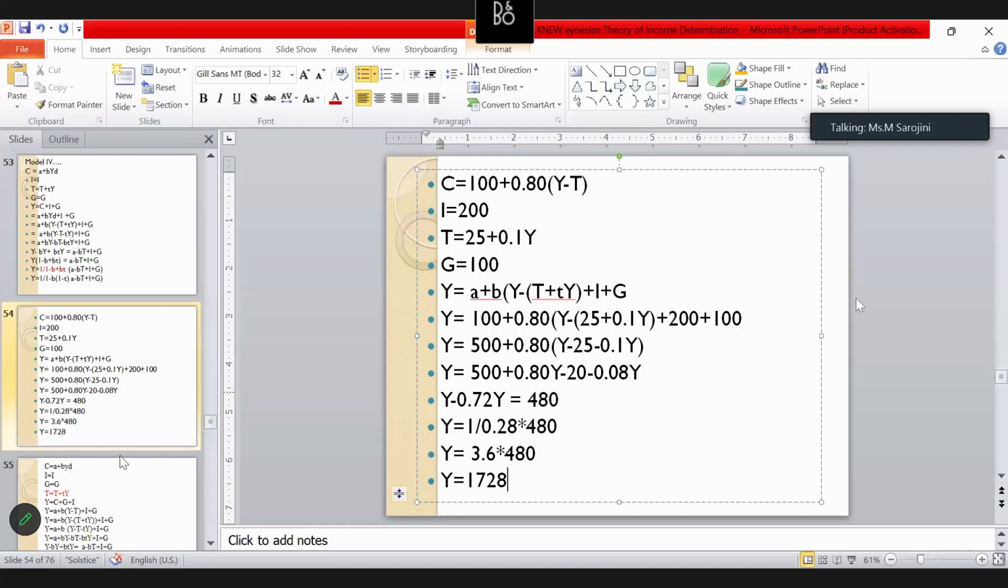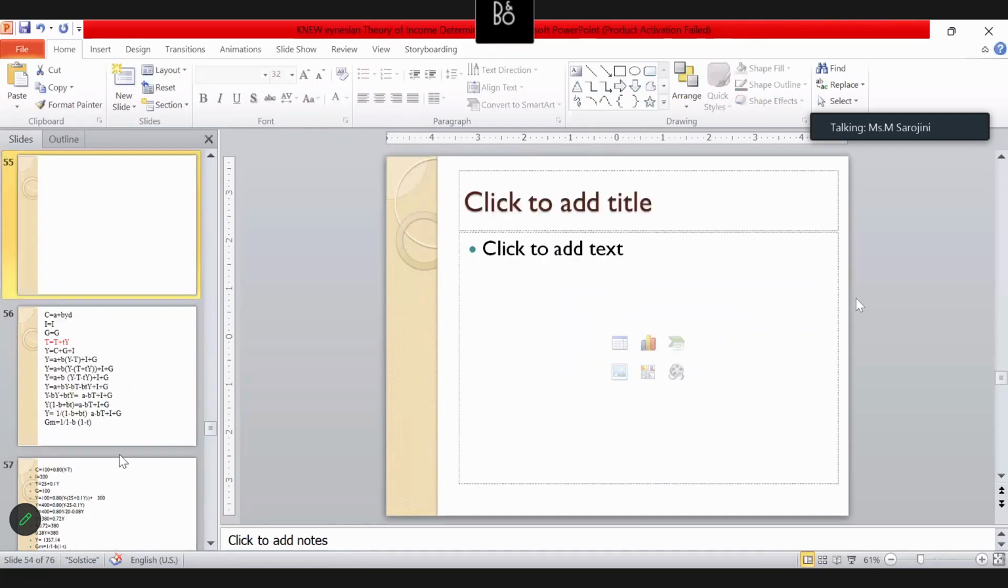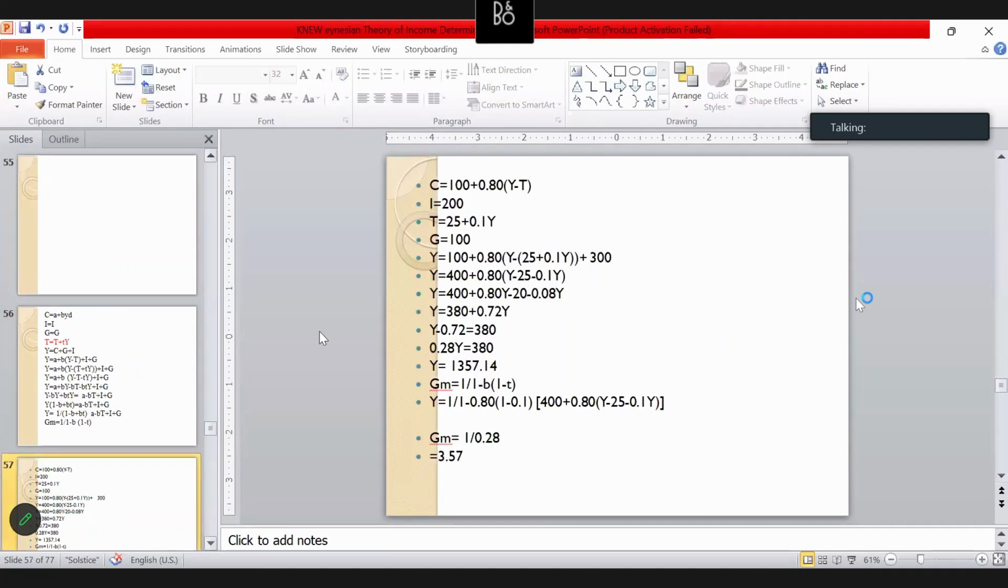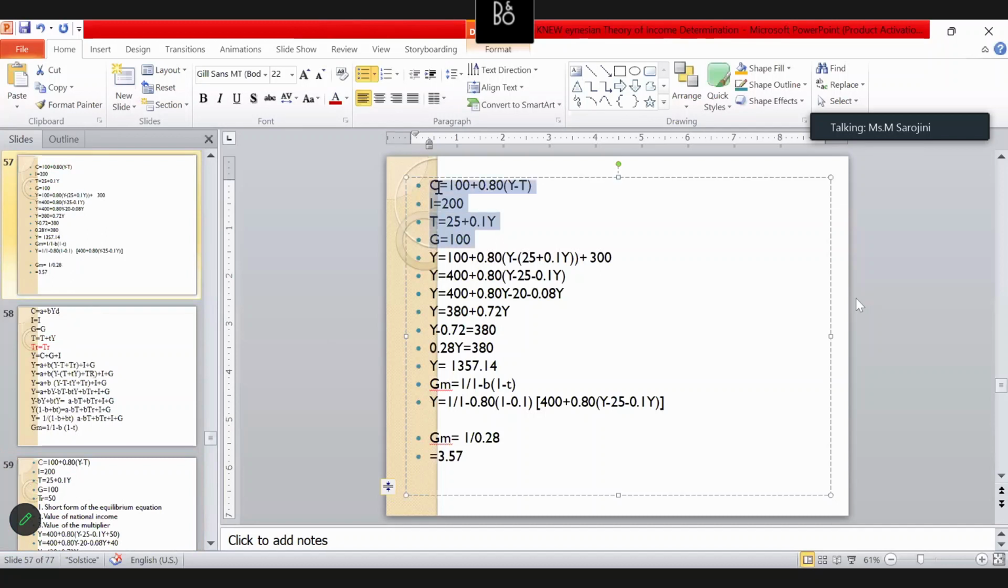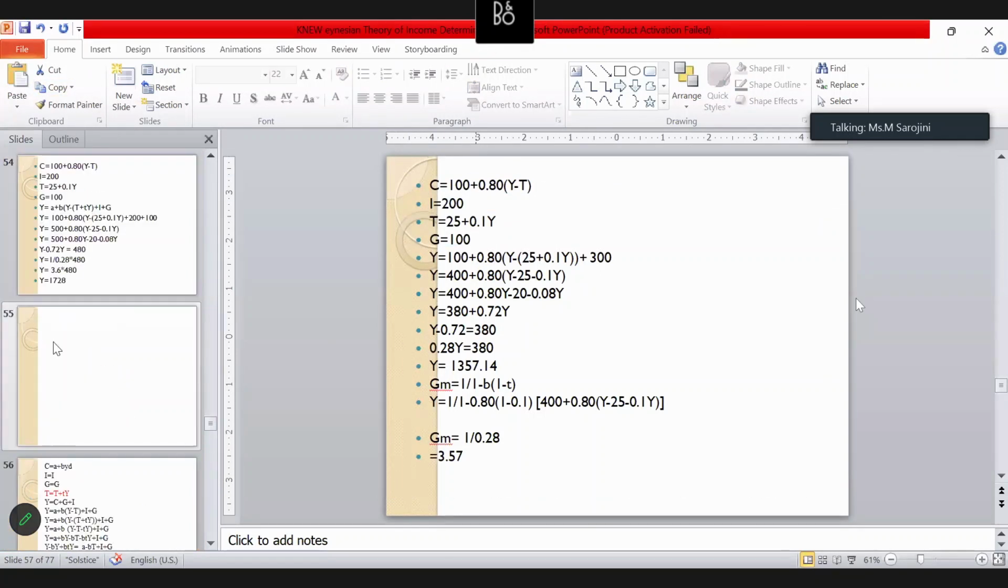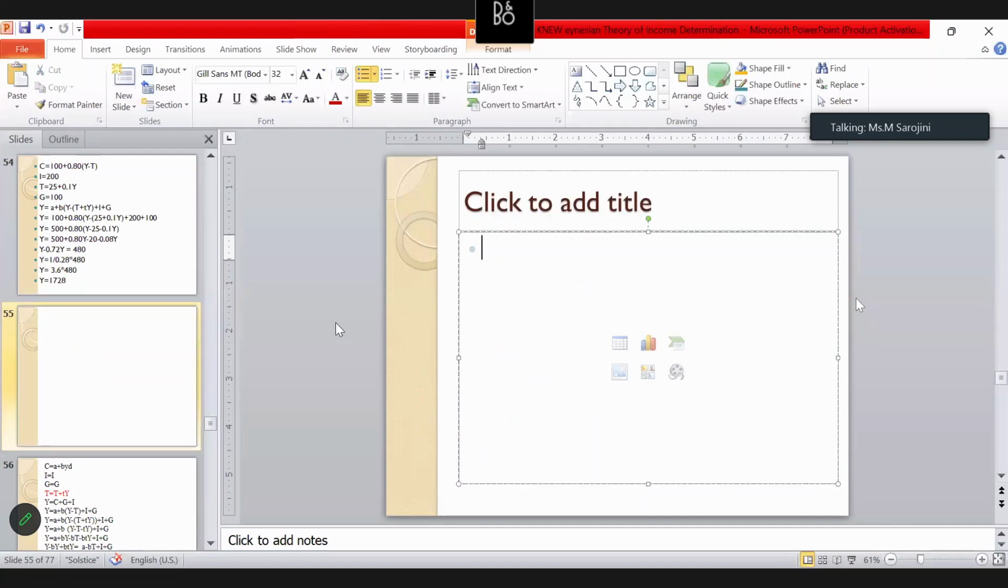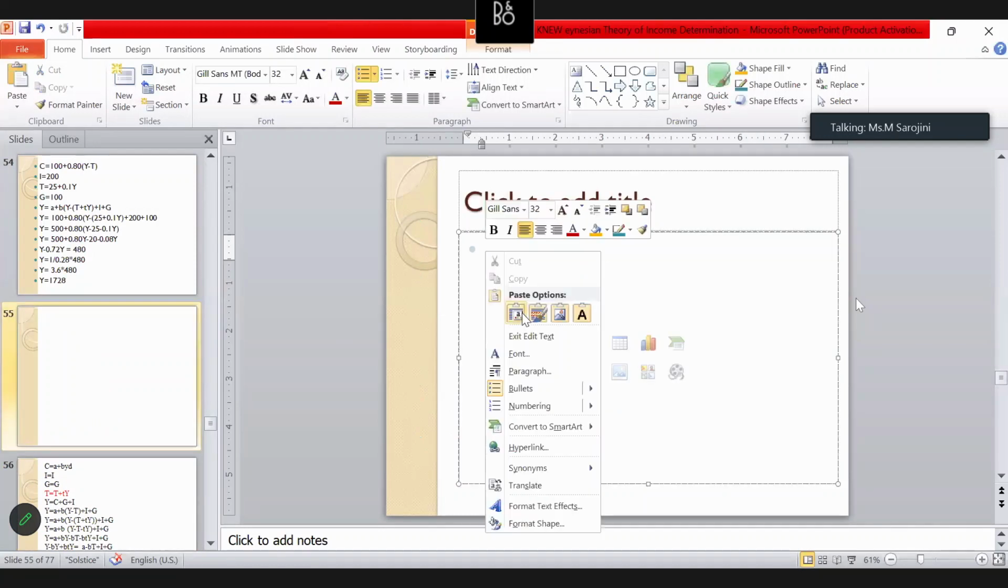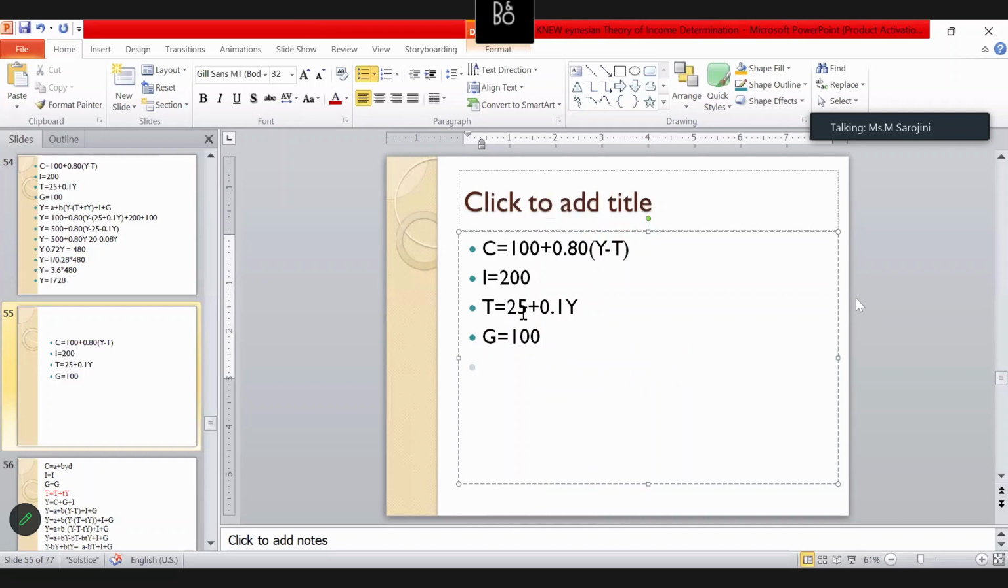Is it correct? You have to check whether it is correct or wrong. This is for your homework. C is equal to 100 plus 0.80 into, same thing, no? Yes, same one.